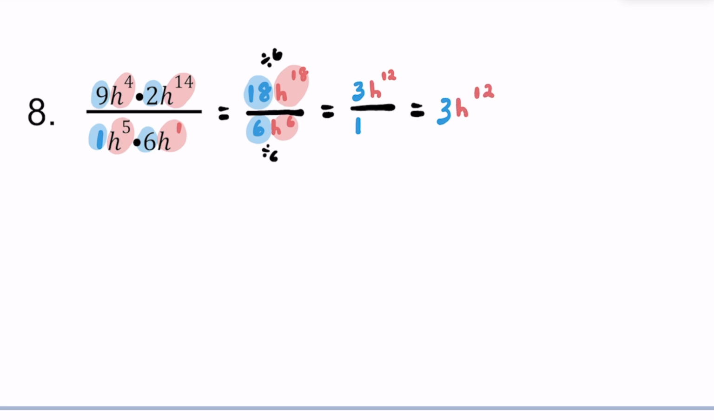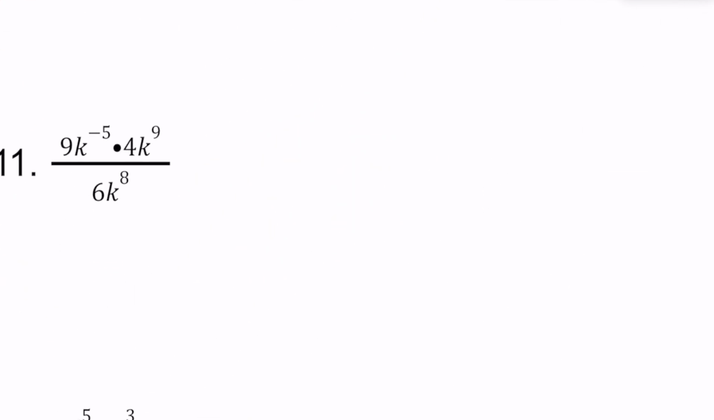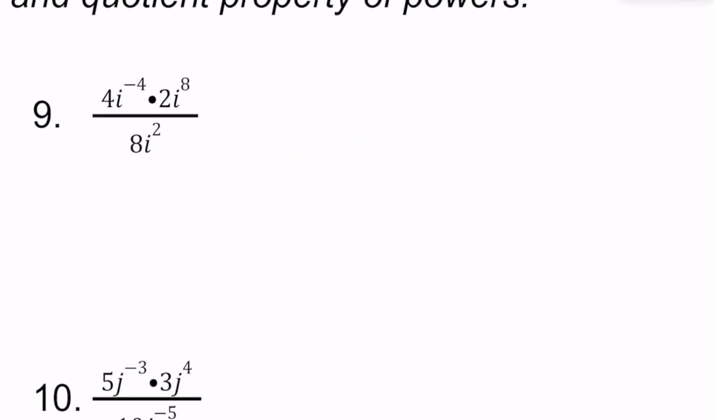All right, cool. Let's check out number 9. All right, so number 9 is the first practice problem where we're dealing with some negative exponents. So starting with our coefficients, just like we've been doing, let's not do anything different just because we have negative exponents. We'll just talk about how to deal with that in just a moment. On top, 4 times 2 is going to be 8. On bottom, we just have this 8, so let's just leave that alone.